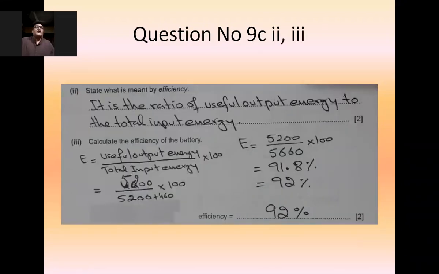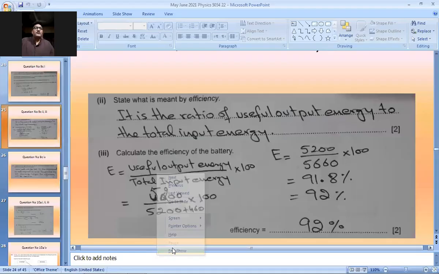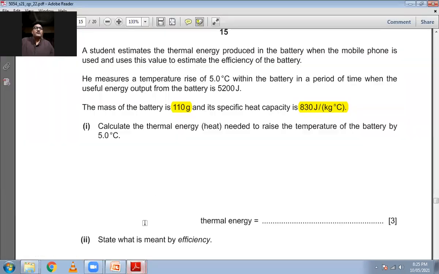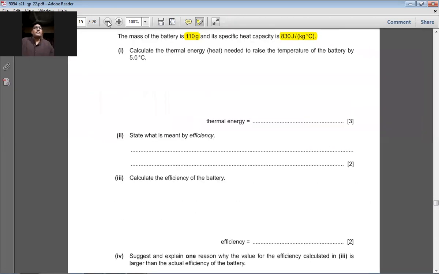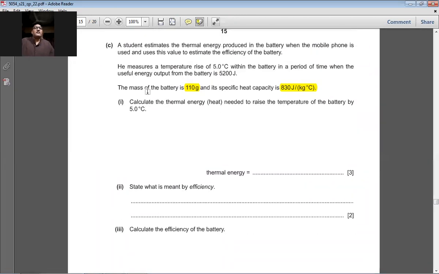The next question is: state what is meant by efficiency. Let me show you this question from the paper first. Now, the question is coming up on your screen. It says, state what is meant by efficiency. Efficiency means useful output energy divided by total input energy. So you can say that efficiency is the ratio of the useful output energy to the total input energy.